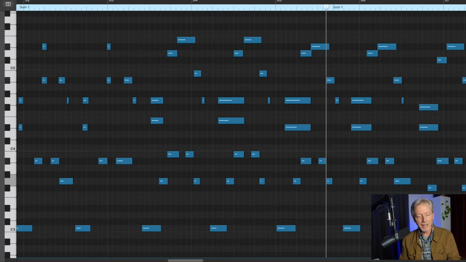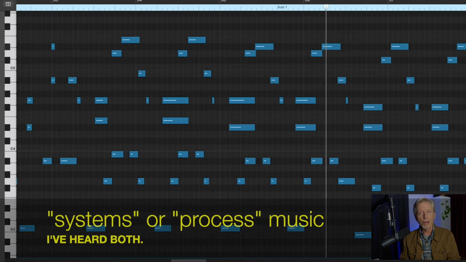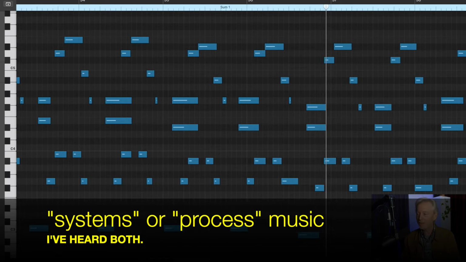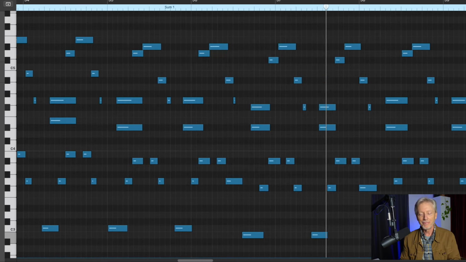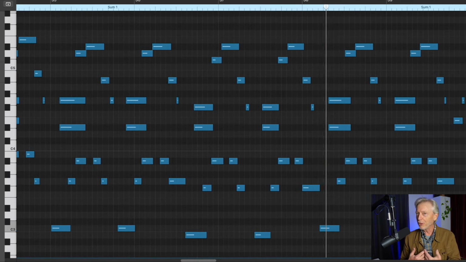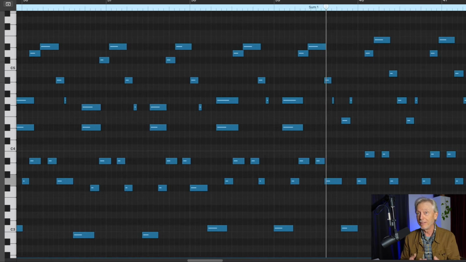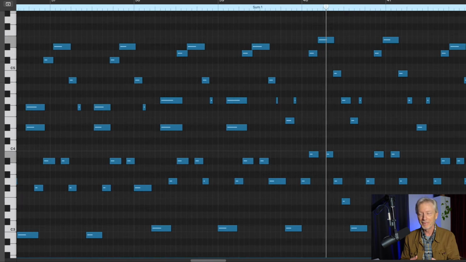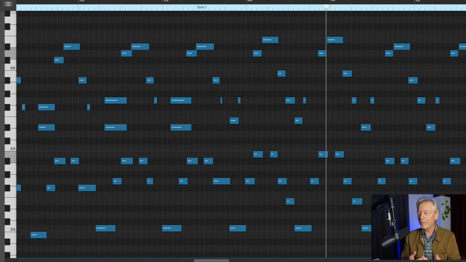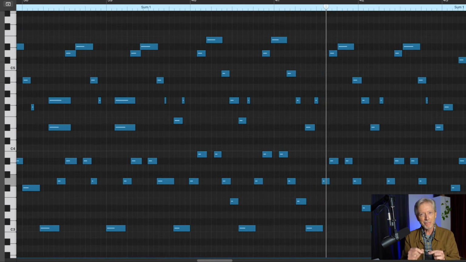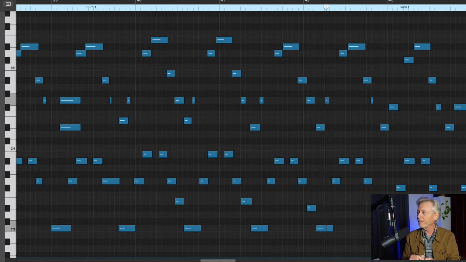Some people call this kind of composing process music. It's essentially algorithmic, isn't it? And yet, I'm not leaving the choice of what's happening next up to an algorithm. I'm making a very definite decision about it. And I have to say, it takes quite a bit of concentration to play this because I'm being very strict with myself.